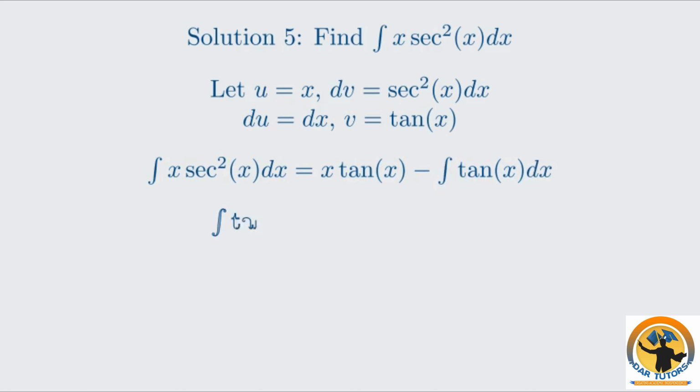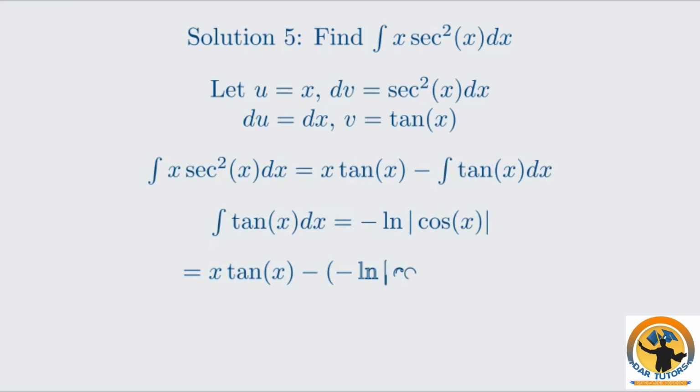The integral of tangent of x is a standard result, which is negative ln of the absolute value of cosine of x. Substituting this back, we get x tangent of x minus negative ln of the absolute value of cosine of x plus c. Simplifying, the final answer is x tangent of x plus ln of the absolute value of cosine of x plus c.